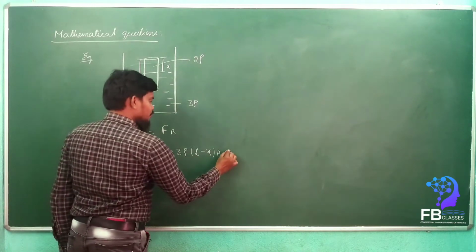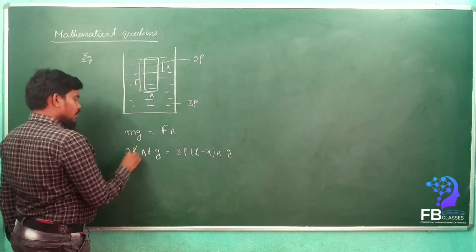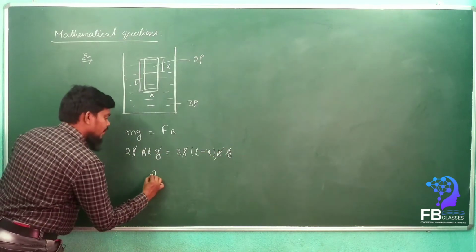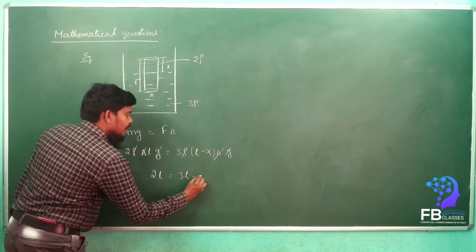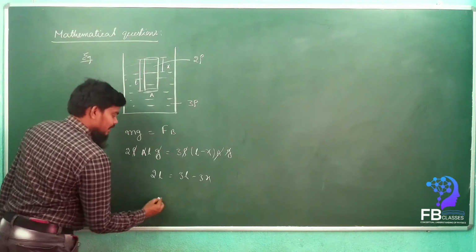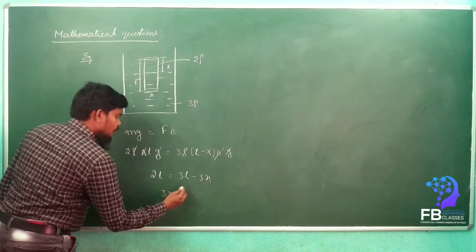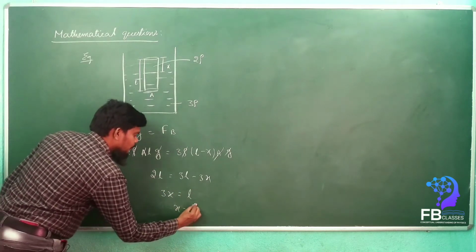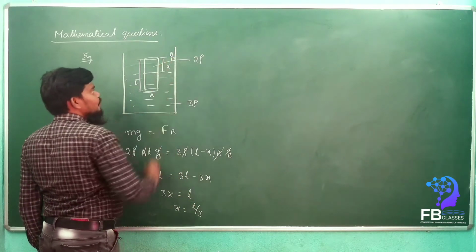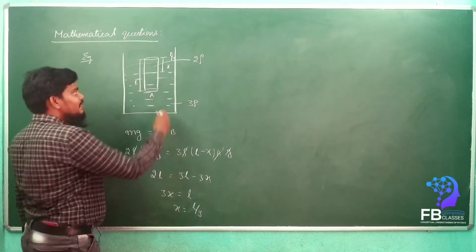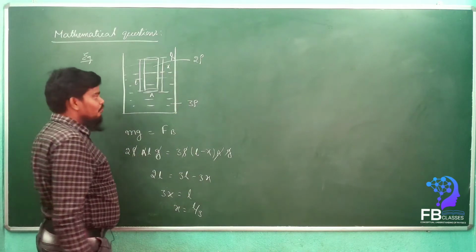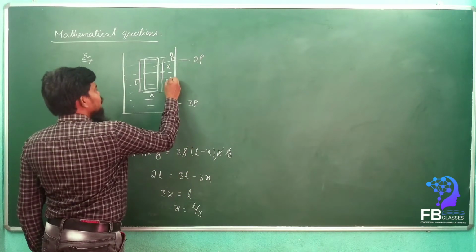Density, volume, into g. Are you getting my point? So here rho gets cancelled, A gets cancelled, g gets cancelled. So 2L is equal to 3L minus 3X. Yes or no? So now 3X is equal to L, X is equal to L by 3. So if X is L by 3, then the value inside of the liquid we can find out is 2L by 3.